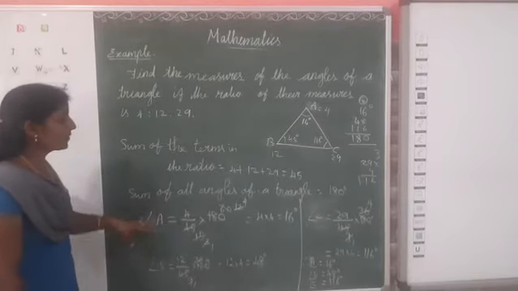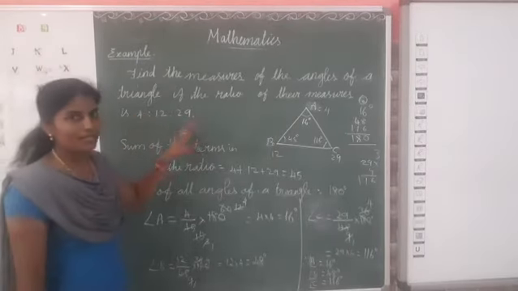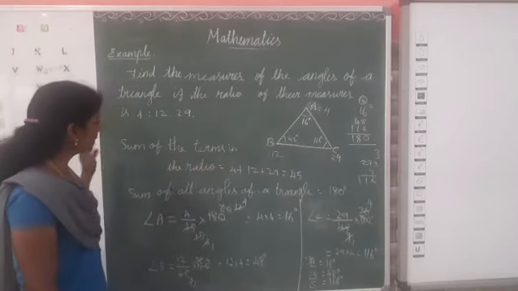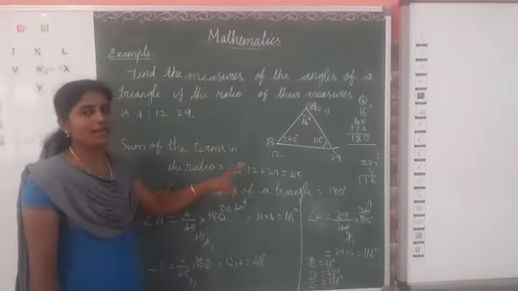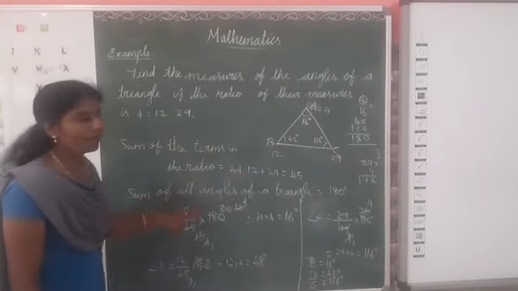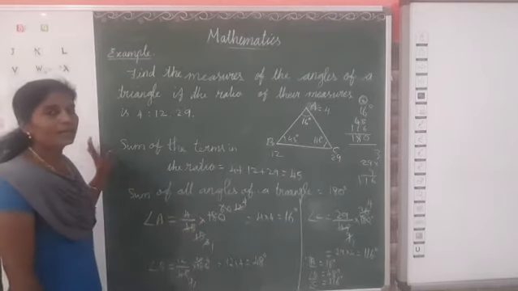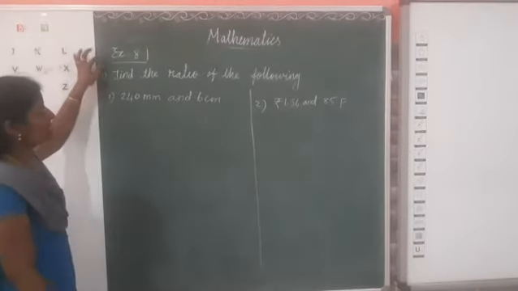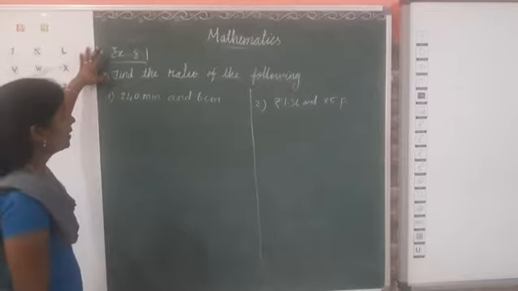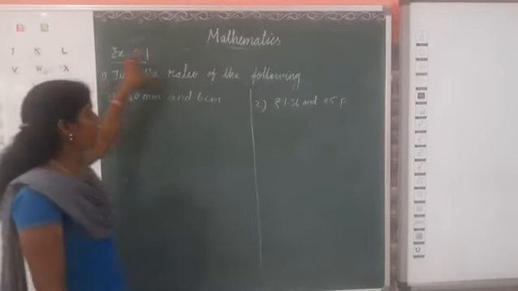Are you clear about this? First we want to find the sum of the terms in the ratio, then we know the sum of all the angles of a triangle, then we can simplify and we will get the answer. Are you clear? Now exercise 8.1, find the ratio of the following.